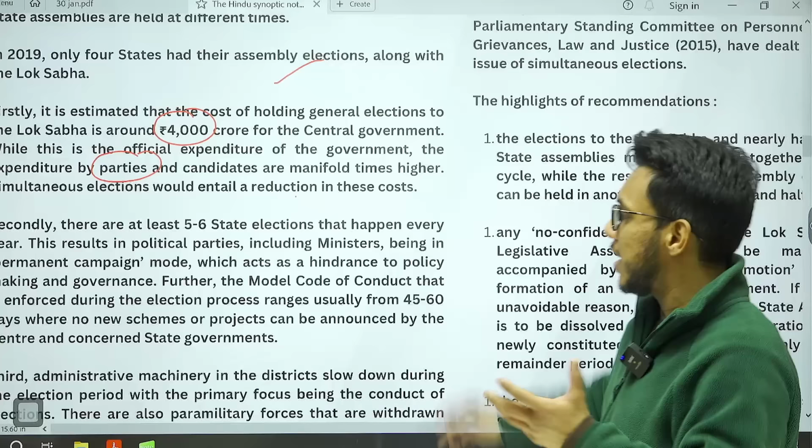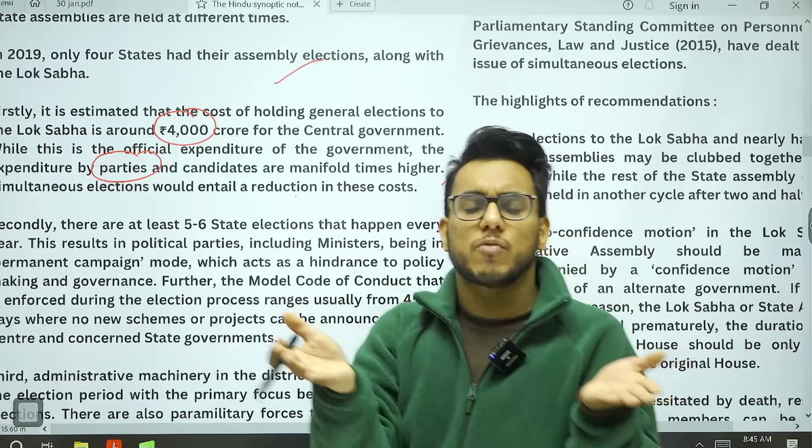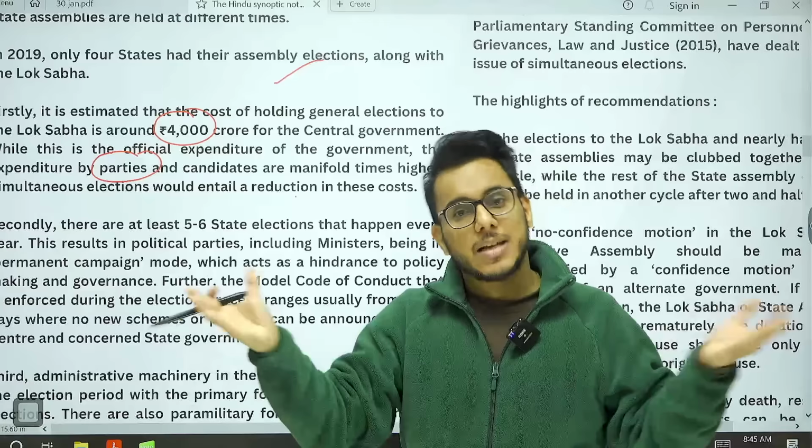So, therefore, if we have elections at once, this particular expenditure would be saved, because you are anyhow conducting elections. The same EVM can be used for the state legislative elections also. The staff that is mobilized for parliamentary elections can also facilitate the legislative assembly elections. So, cost will be saved, money will be saved.